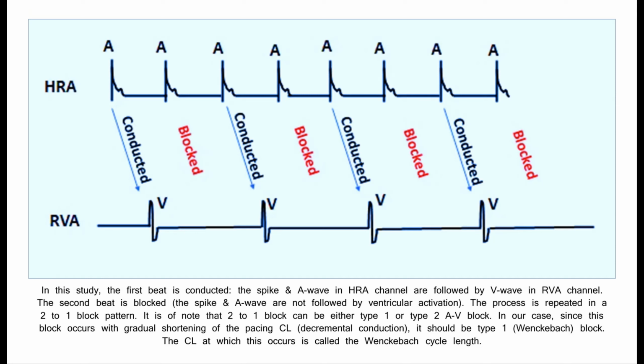It is of note that 2 to 1 block can be either type 1 or type 2 AV block. In our case, since this block occurs with gradual shortening of the pacing CL, decremental conduction, it should be type 1, Wenckebach, block. The CL at which this occurs is called the Wenckebach cycle length.